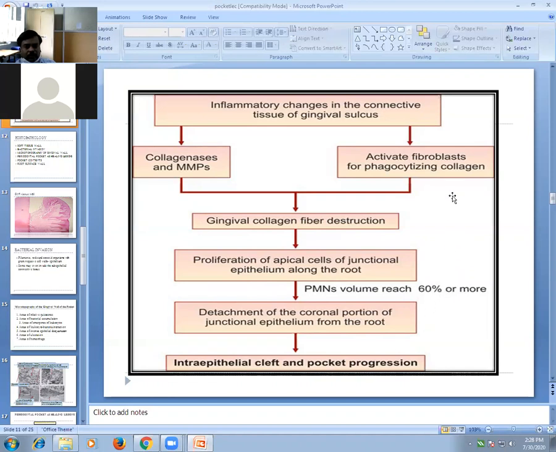a periodontal pocket. Another thing: the fibroblasts present in the connective tissue also phagocytose the collagen below the junctional epithelium, so the junctional epithelium starts moving apically. This pathological deepening of the gingival sulcus is called a periodontal pocket.